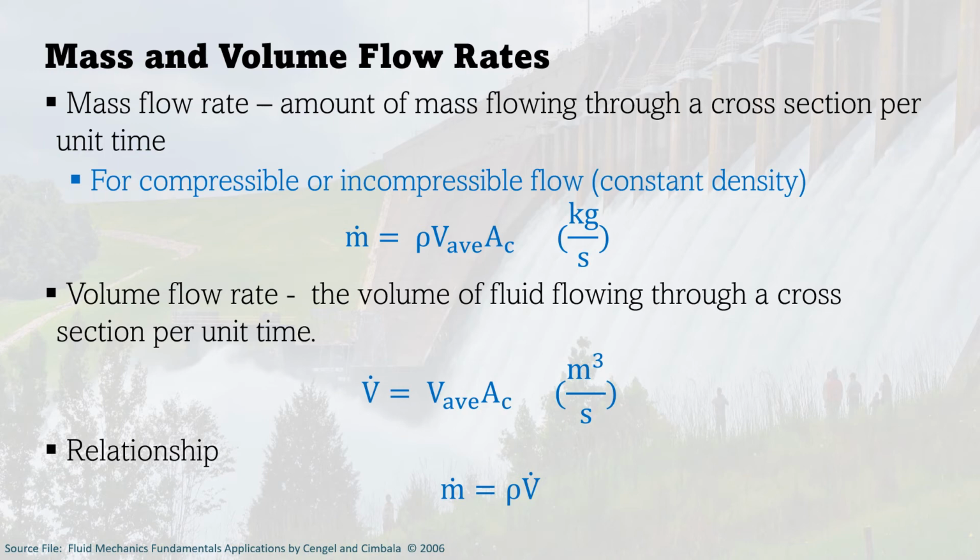So meaning if you have these quantities, then you can obtain the mass flow rate and volume flow rate. Whenever you have the volume flow rate and you have the density, then you can get the mass flow rate. Whenever you have the mass flow rate and you don't have the volume flow rate, then you can just divide it by the density so that you can get the volume flow rate.